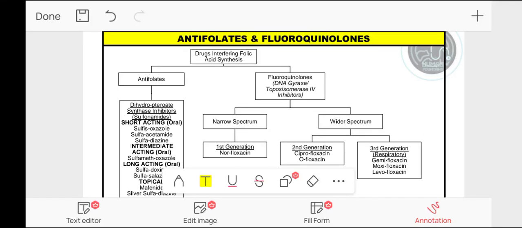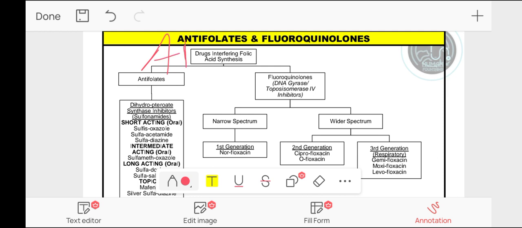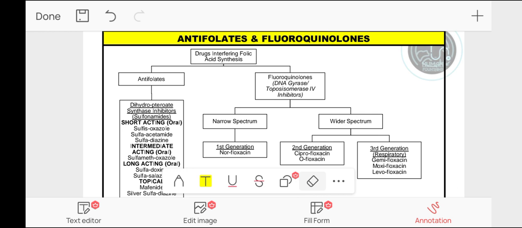Hello everyone. In this video, we will talk about antifolate and fluoroquinolone. The fluoroquinolones are not antifolate drugs, while antifolate drugs are also called anti-metabolite drugs. You can simply write AM, anti-metabolite drugs, because they are structurally competitive inhibitors of folic acid synthesis, or simply called folate inhibitors.